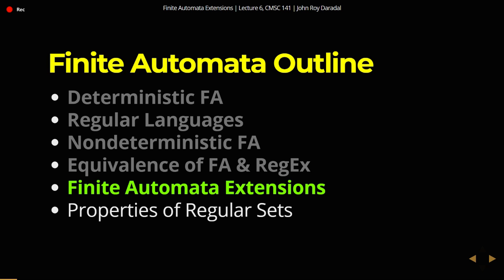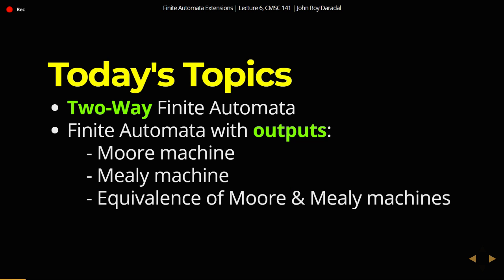In the finite automata outline, we are now currently in the fifth topic, finite automata extensions. And in today's video, we will discuss two-way finite automata and finite automata with outputs, namely Moore machine and Mealy machine. We will also show that the two machines are equivalent.